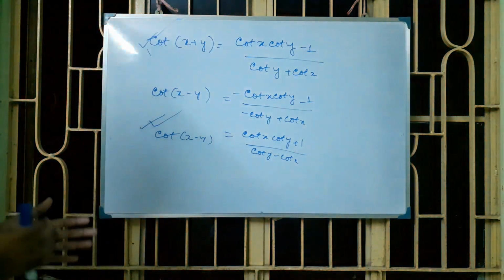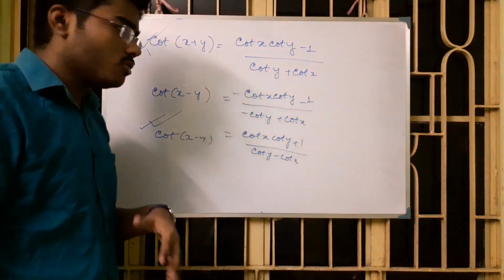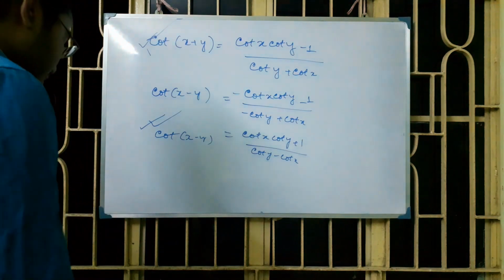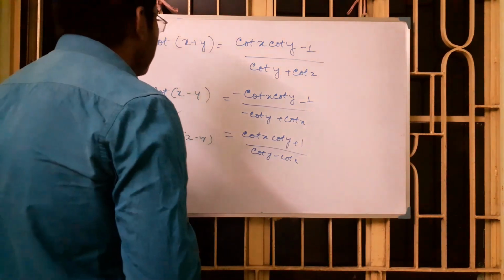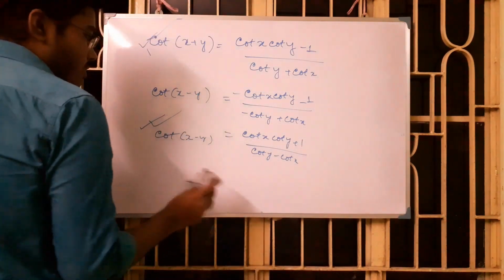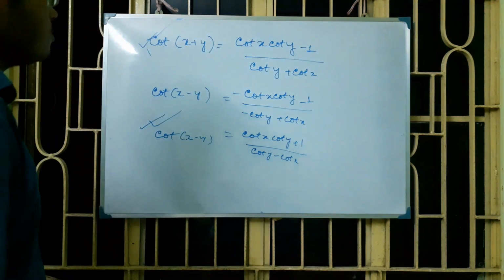Cot of x plus y, cot of x minus y, sin of x plus y, sin of x minus y, cos of x plus y, cos of x minus y, everything is done. Now, I am removing this, just copy the formula in your notebook.